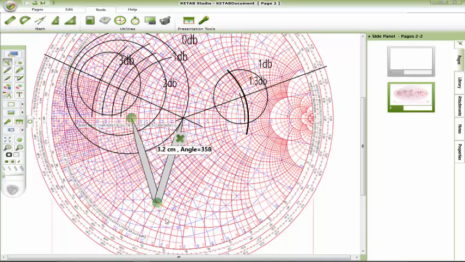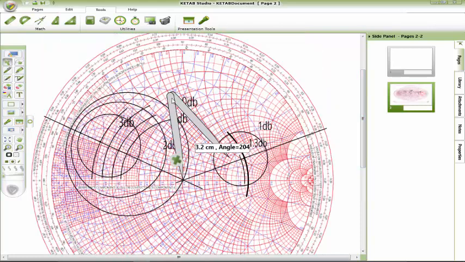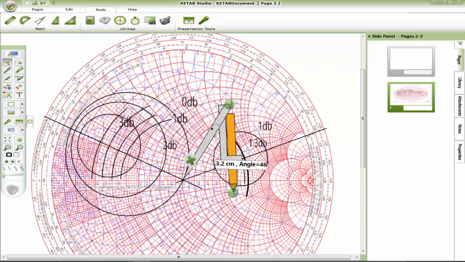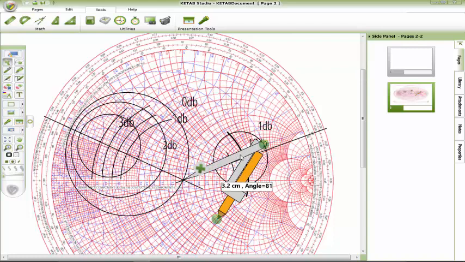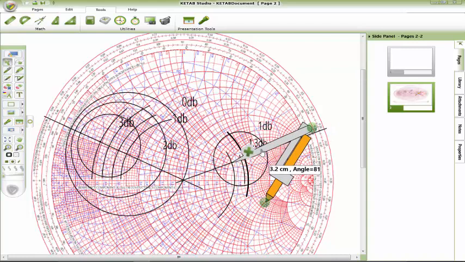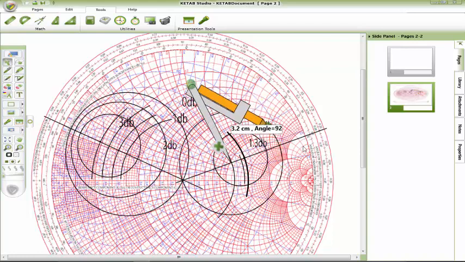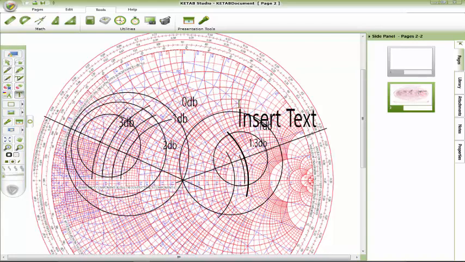Put it here and then move it and draw the bow with the same radius. You put it here and draw the circle. Okay, that's great. I want to label it 0 dB here, as we can see.